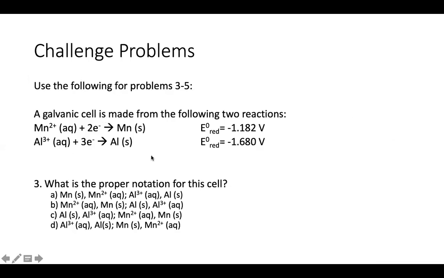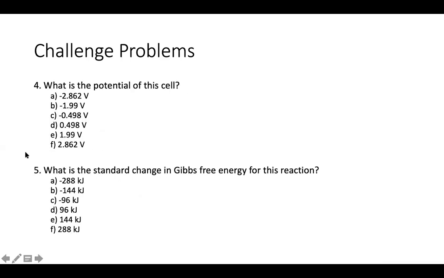For questions 3 through 5, you're going to reference this information here, these half reactions. Question 3 asks you to write them in their proper notation. Question 4 asks you, after writing in the correct notation, to use that information to solve for the correct reduction cell potential. And then question 5 asks you to use that information to find your standard change in Gibbs free energy.